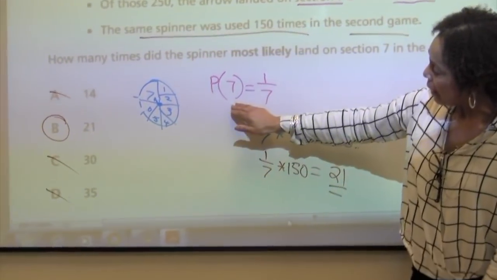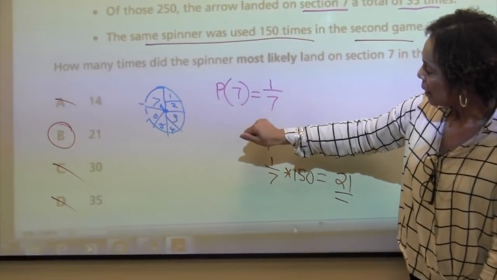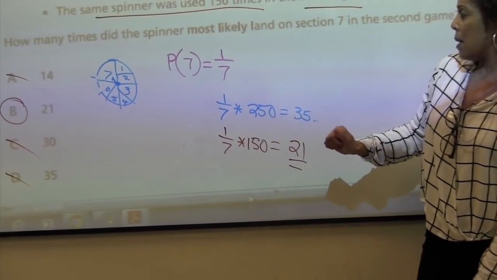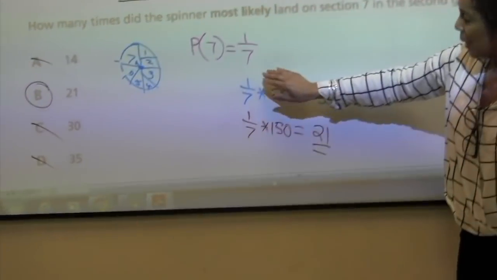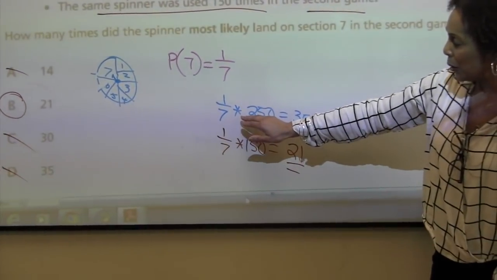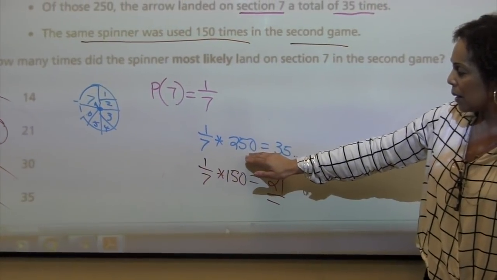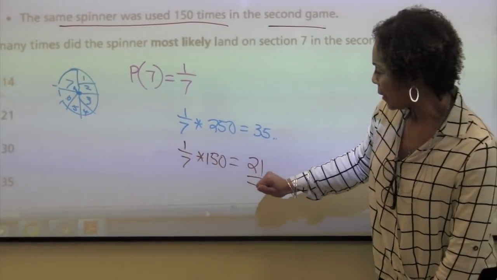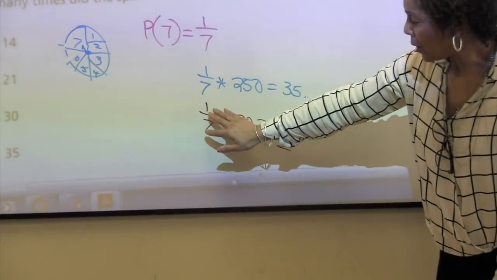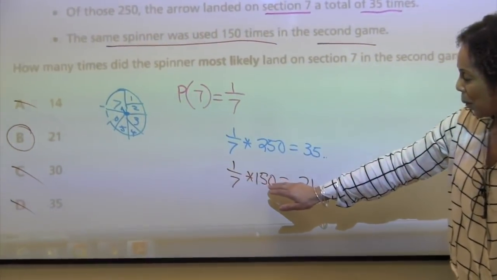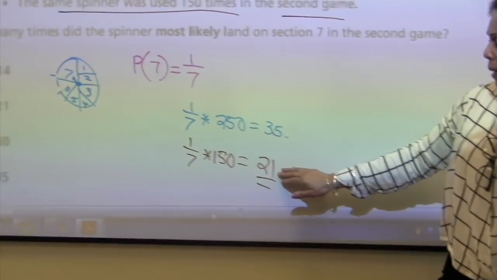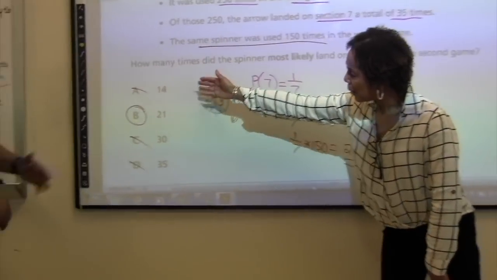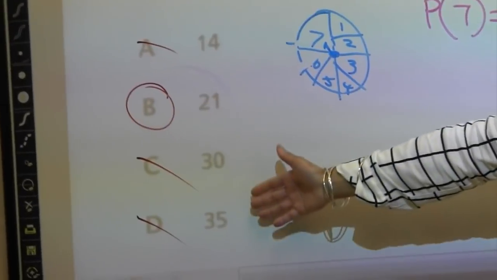Aquí tiene la fórmula P(7) equivale a 1/7, ¿no? Después, él toma esta respuesta de 1/7 y la multiplica por 250, y resulta en 35. Y después multiplica el 1/7 por 150 y llega a este resultado, 21. Entonces, 21 corresponde con la respuesta que tenemos aquí.